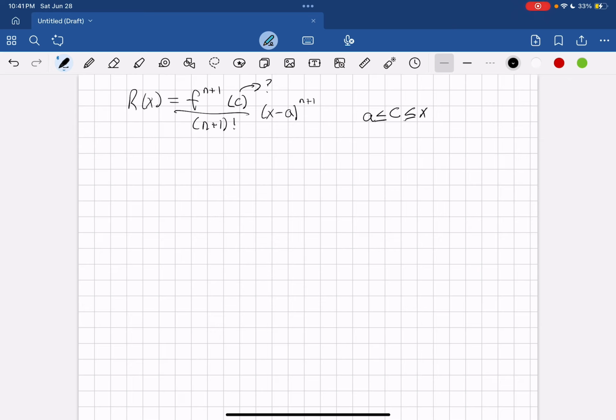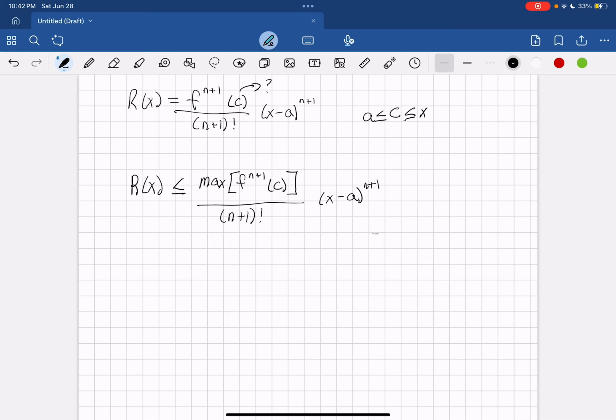So what we do here is, since we can't find this exact solution for r without having to somehow solve for c, we can bound the maximum possible error. So to find the maximum possible error, where the absolute value of r of x is less than or equal to, is bounded by this formula, we can just take the maximum value that the n plus 1 derivative takes at some value c, and divide this by n plus 1 factorial, multiply by x minus a to the n plus 1.